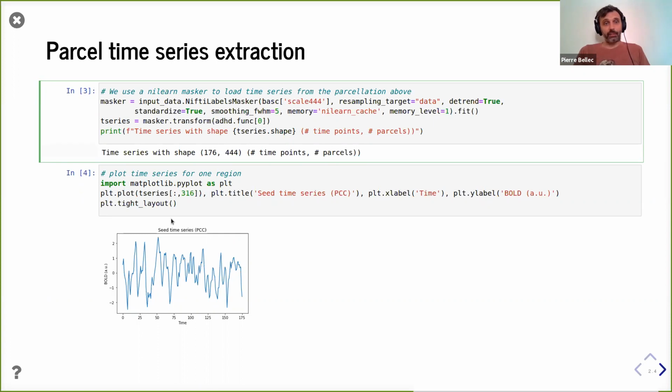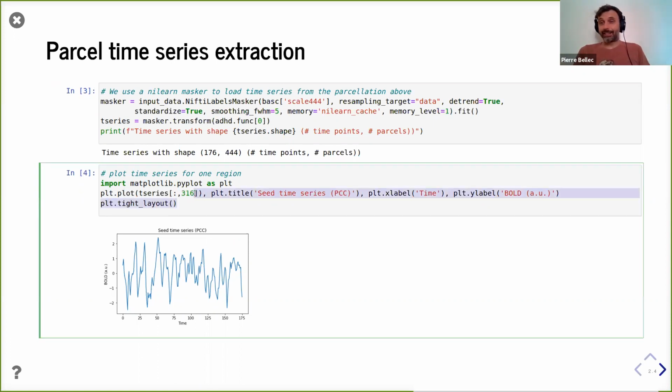We're going to select parcel number 316. Why 316? Because I visualized the parcels, and I noticed that 316 is right in the posterior cingulate cortex. And the PCC is a very interesting region. We're going to talk a little bit about why it's interesting, but I decided to just look at what was going on there.